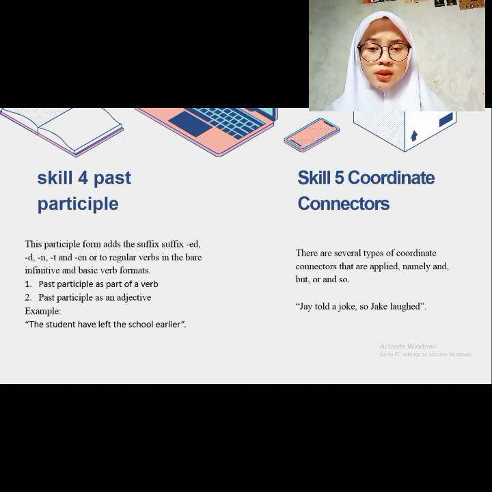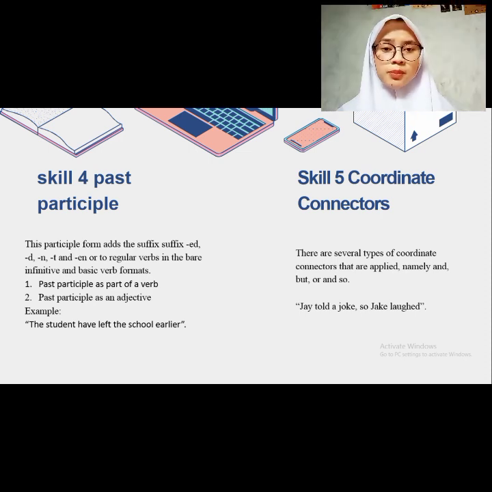What is a participle? The participle form adds the suffix ed, d, n, t, and en to a regular verb, the bare infinitive and basic verb format. The past participle often changes form due to the use of an irregular verb as the main verb. Not only that, the past participle is often called verb three.